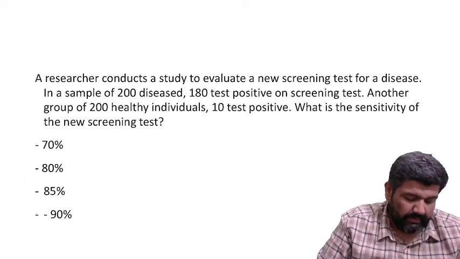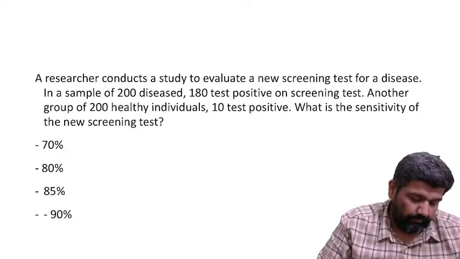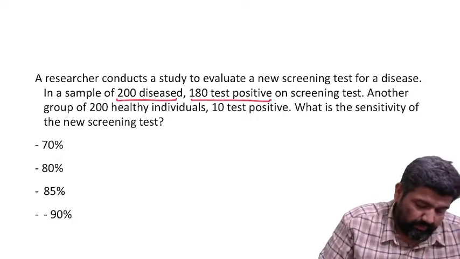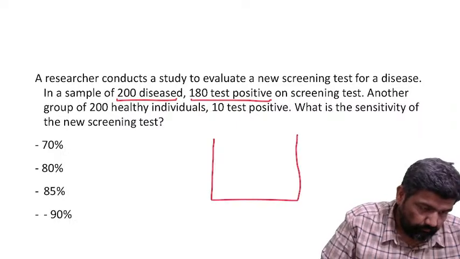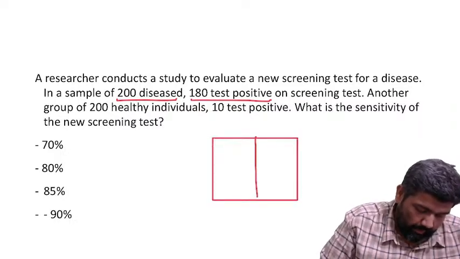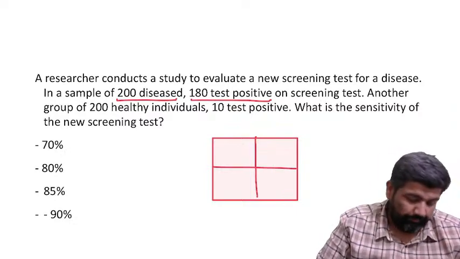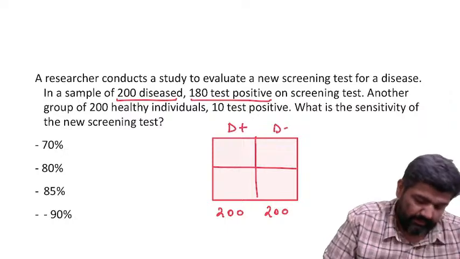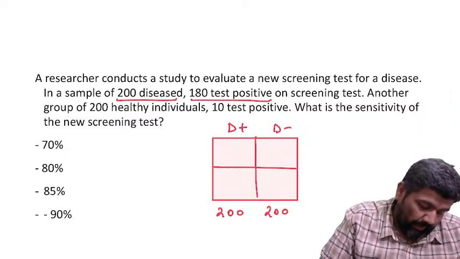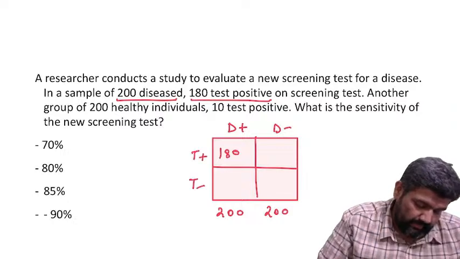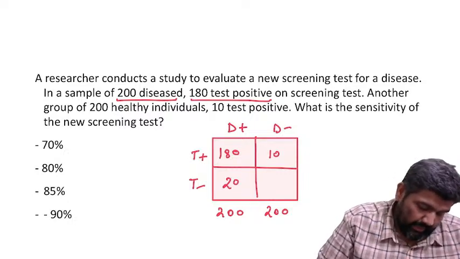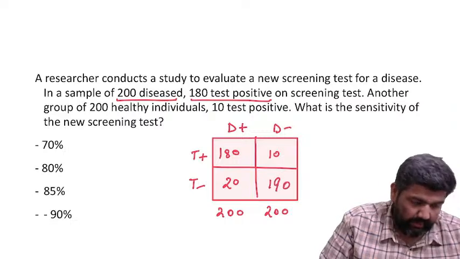A researcher conducts a study to evaluate a new screening test for a disease. In a sample of 200 diseased, 180 test positive on screening test. So let us make a 2x2 table. In a diseased, 200 people are diseased, another 200 is for healthy. Here we write D plus, here we write D minus, and 180 are positive on screening test. Another group of 200 healthy individual, 10 are positive. So here we have 20, and here we have 190.